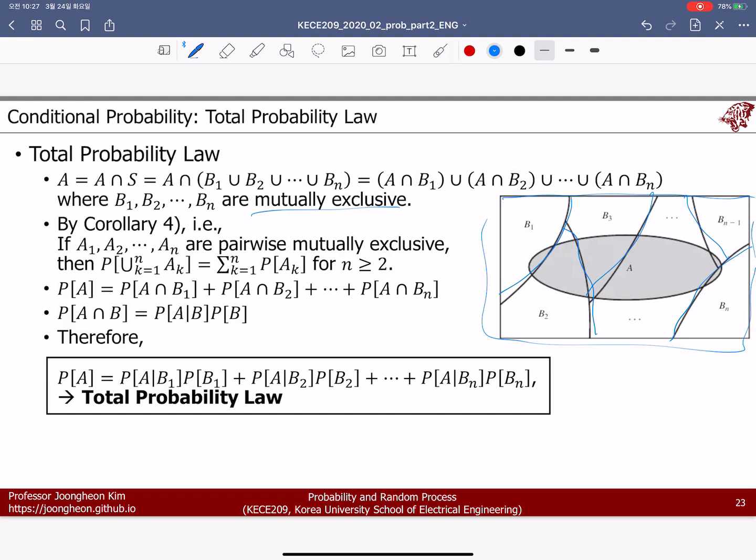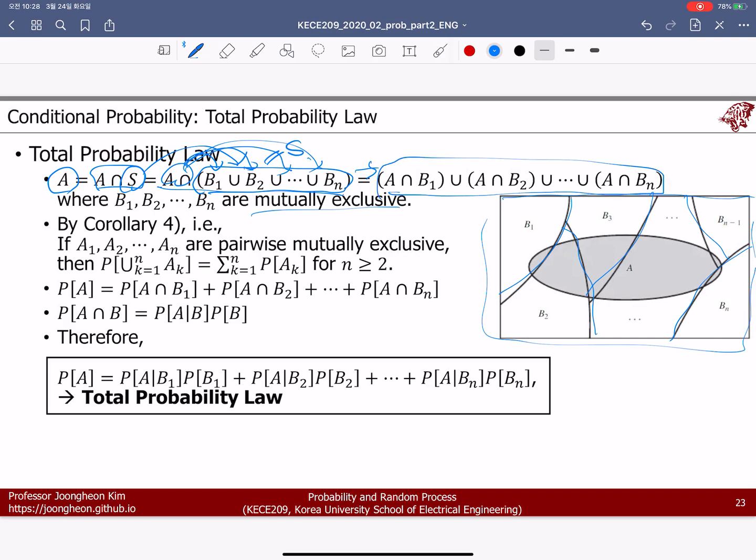So in this case, the union of every single segment equals S. That's why the probability of A can be denoted as A intersection S. And then S can be denoted by this union. By applying the distribution law in set theory, we can develop this just like that. This goes to this one, this goes to this one, this goes to this one. That's why we have this result, okay?